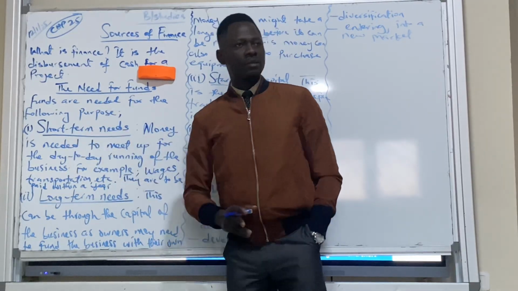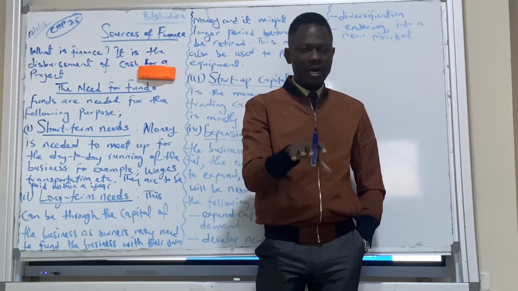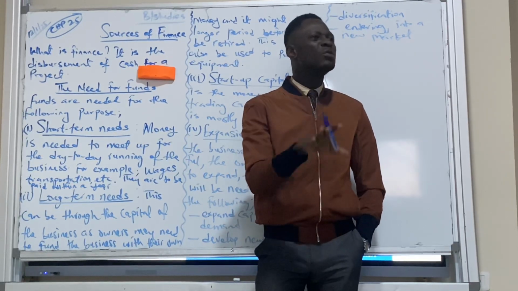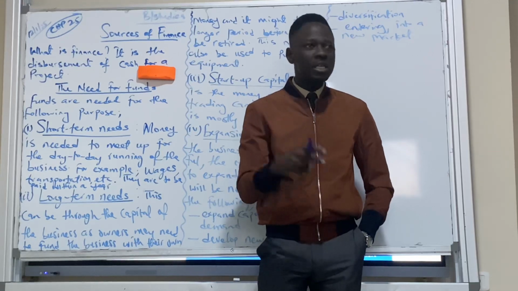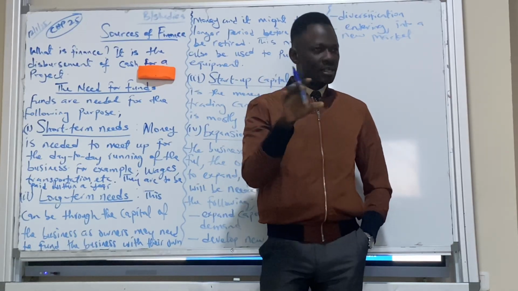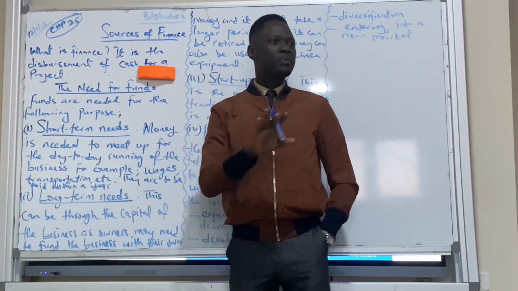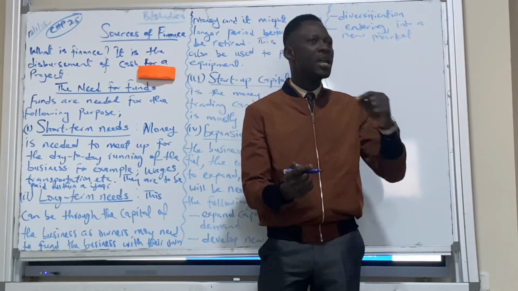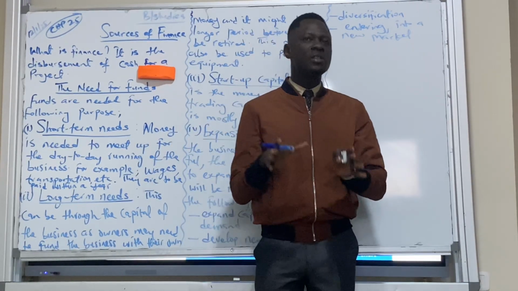One, short-term needs. When we talk about short-term needs, we're simply talking about needing money for a short period of time, within a year. So we need cash to run the day-to-day activity of the business, because every business will have a cash flow. Every business will need to pay for different expenditure at any point in time. So this type of expenditure is used within the short term. This is a school. This school will run expenses every day. So the kind of money needed to run these kinds of expenses is called short-term needs or short-term finance.